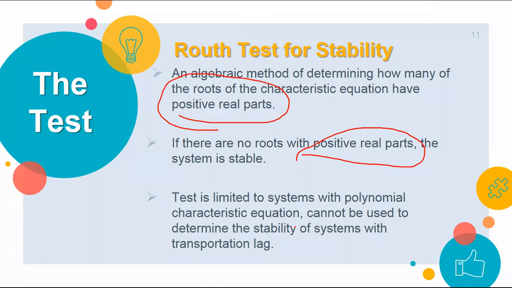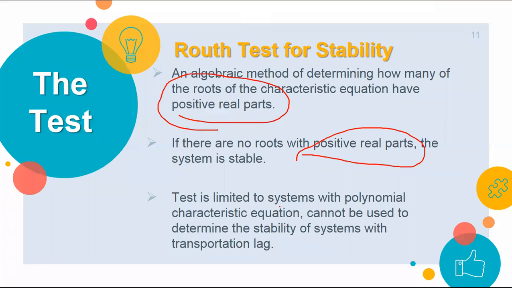Okay? The test is limited to systems with polynomial characteristic equations. It cannot be used to determine the stability of systems with transportation lag. Now, what is a transportation lag? If you recall, that's a system for, let's say, a fluid flowing through a pipe. And that is the only system so far that we have discussed in which the transfer function is e raised to minus s tau, for example.